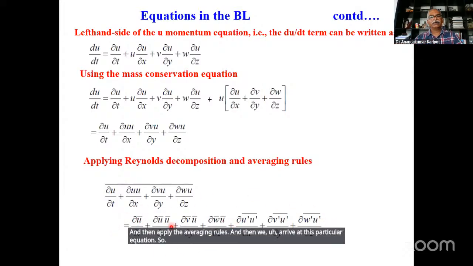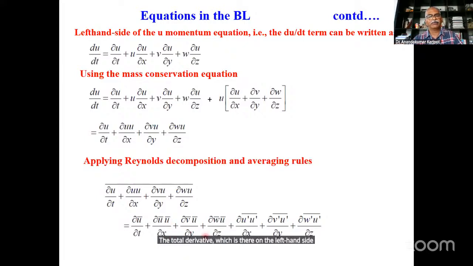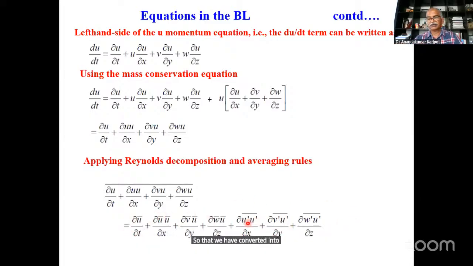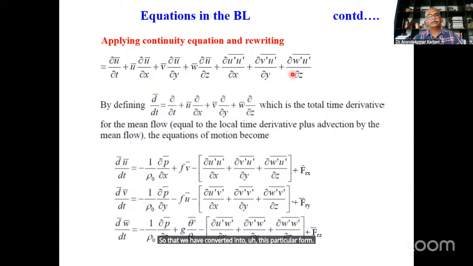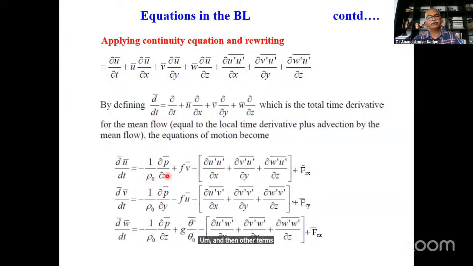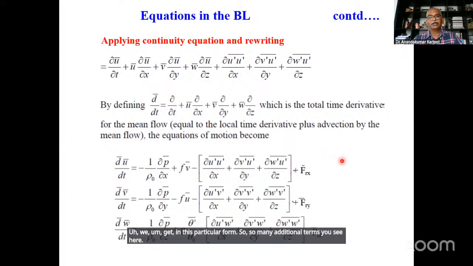So the total derivative on the left-hand side of the momentum component equation, here we are explaining the u component, we have converted into this particular form. Again, making use of the continuity equation, we rewrite the equation in this form, and the other terms we already have. Then we get the momentum component equations in the modified form. So many additional terms you see here. We will come back to this later.